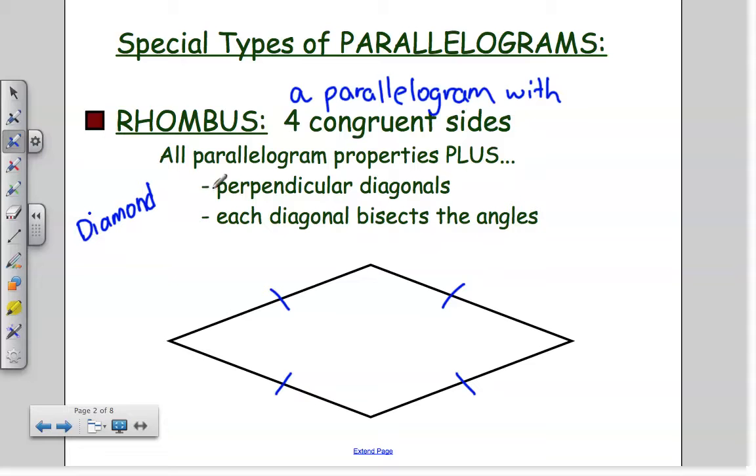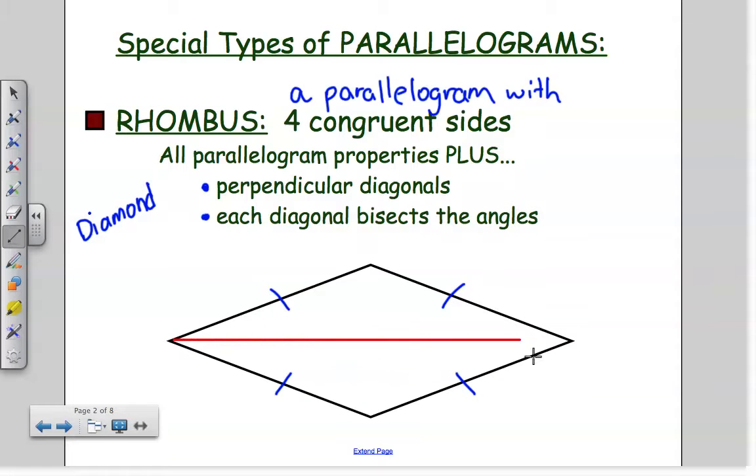And we have some extra special properties. A rhombus has all of those parallelogram properties plus these two additional ones. Now what do I mean all the parallelogram properties? Remember how a parallelogram has opposite sides congruent, which doesn't really matter here because all the sides are congruent. Opposite angles are still congruent. Of course, opposite sides are still parallel. Consecutive angles are supplementary, and the diagonals still bisect each other. But we have some additional things with rhombuses.